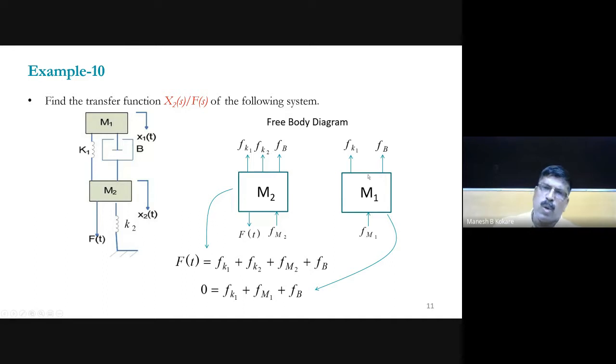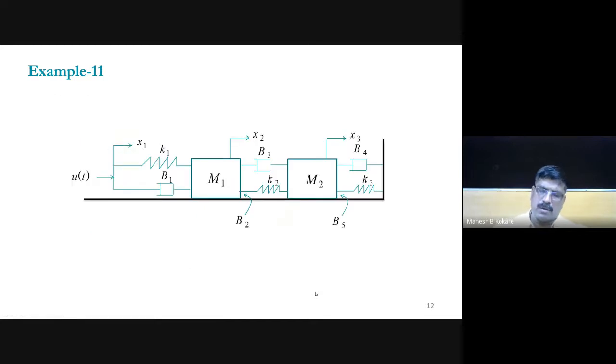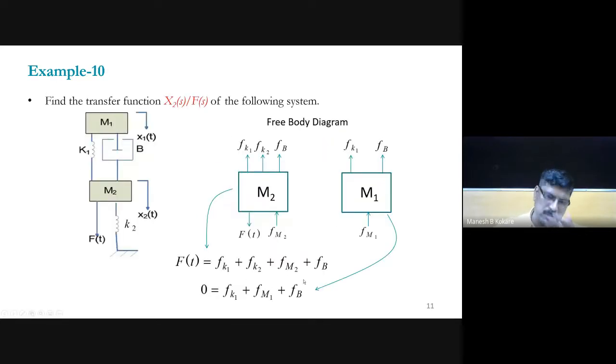So you have this free body diagram, and you can apply the equation for this one. What will it be? Total incoming force must be equal to total outgoing force. So F(t) is equal to Fk1 plus Fk2 plus Fm2 plus Fb. And then for this diagram, the total force must be equal to 0. So you get this. Then you can find out the Laplace transform of the given problem, and finally X2(s) by F(s). That will give you the transfer function of that system.